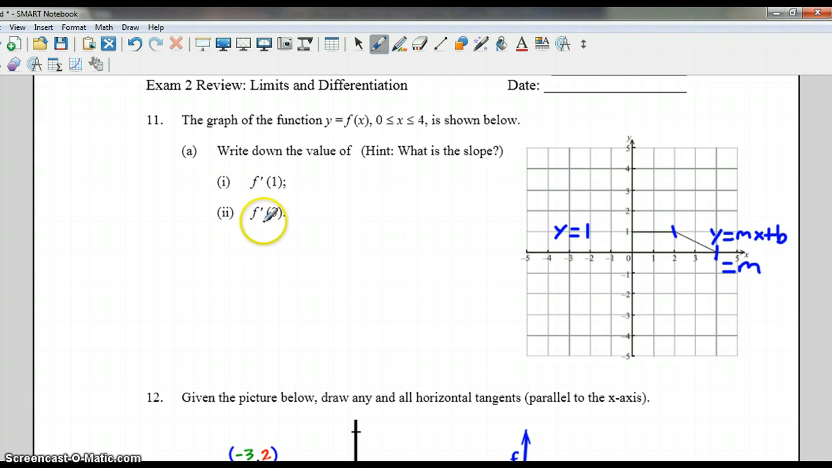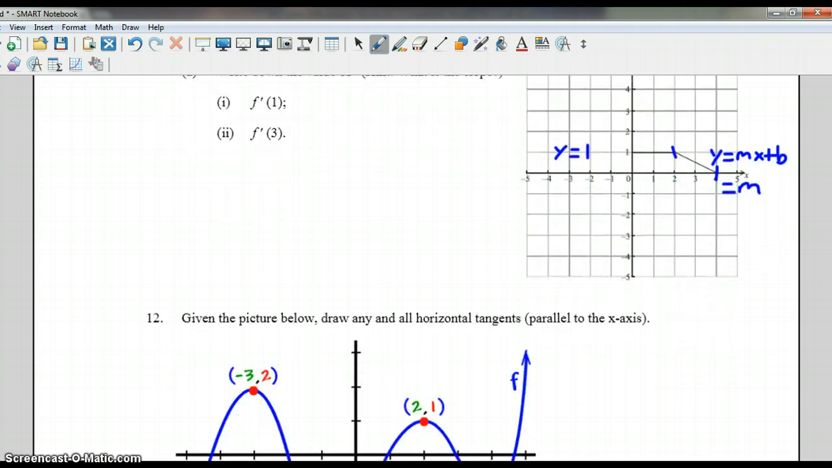So what would be my slope, or the derivative, the rate of change, at 3, which is on this little diagonal piece? So in both of these cases, all you're doing is looking for the slope of those two small pieces of the function.